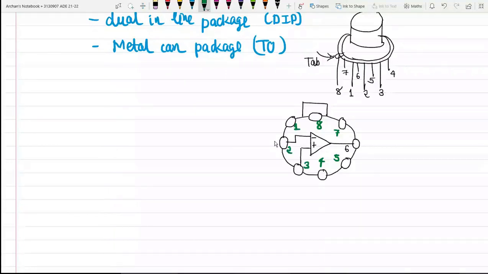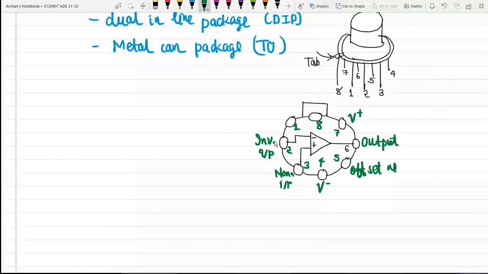Okay, here at pin number 7 we are providing positive supply voltage, at pin number 4 we are providing negative supply voltage, pin number 6 is output, pin number 2 is inverting input, pin number 3 is non-inverting input, and pin number 1 and 5 are offset null.